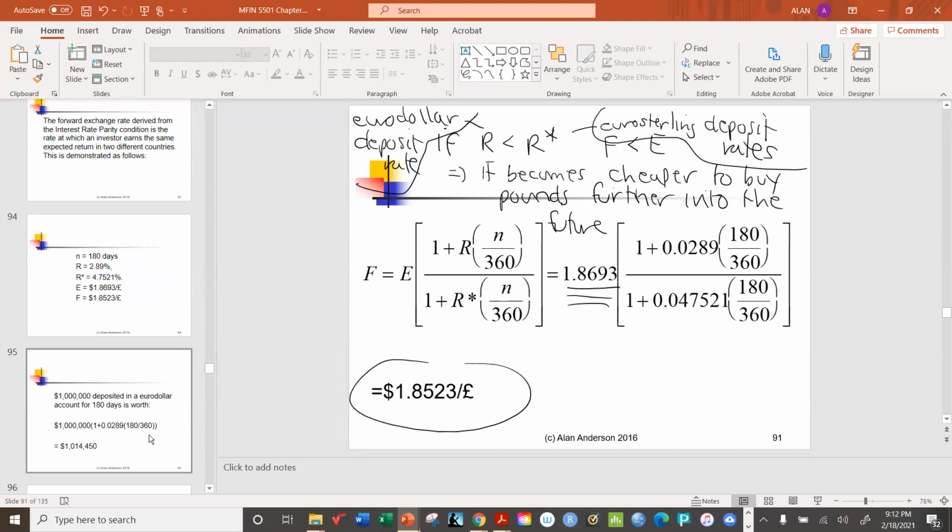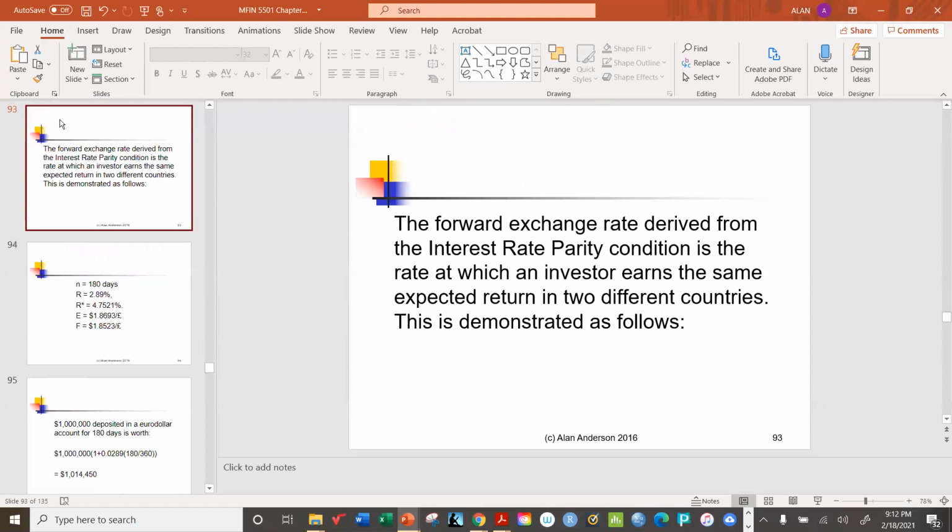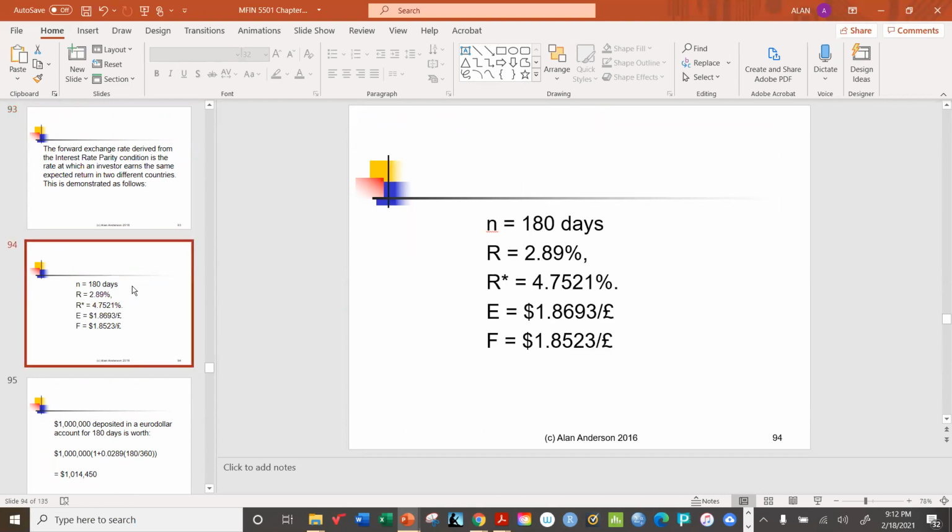Well, first of all, I wanted to show you something interesting. The forward exchange rate that is derived from this condition is the only rate at which an investor would earn the same rate of return by holding both currencies. So what do I mean by that? If you're an American investor, you have the opportunity to earn 2.89% for 180 days. Now, there's no foreign exchange risk because you just keep your money in, let's say, a eurodollar deposit. But keep in mind, you're only keeping the money there for 180 days, so you're only earning half of this over that period.